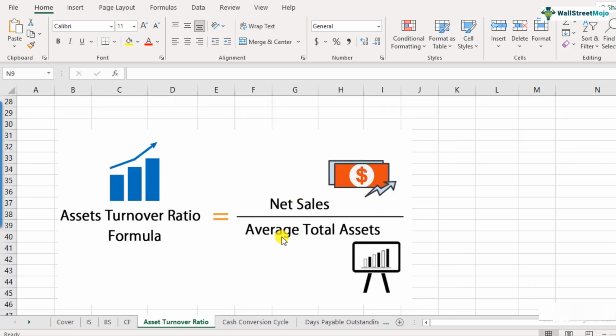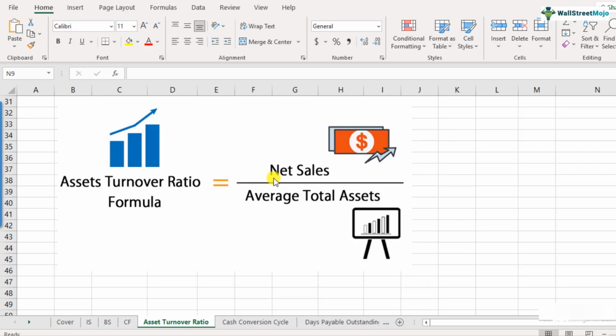So here is the formula of asset turnover ratio. If you look at the formula, its numerator has net sales and the denominator has average total assets. It's a very simple formula to look at, but you need to understand what net sales means and how you can take it from the income statement.